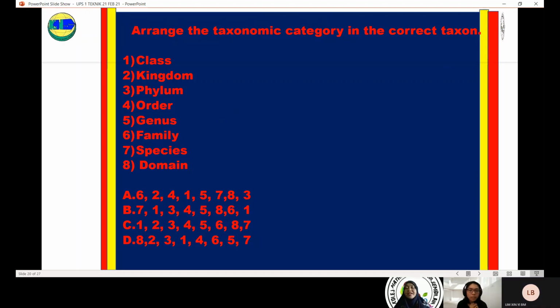This is how they have to arrange the taxonomic categories. If I'm not mistaken, Madam Lim, your class also created their own acronym. So you can apply whatever acronym you created before, and you won't get this answer wrong. Which one do you think is the answer? Yes, you are right, D. We start with domain, followed by kingdom.